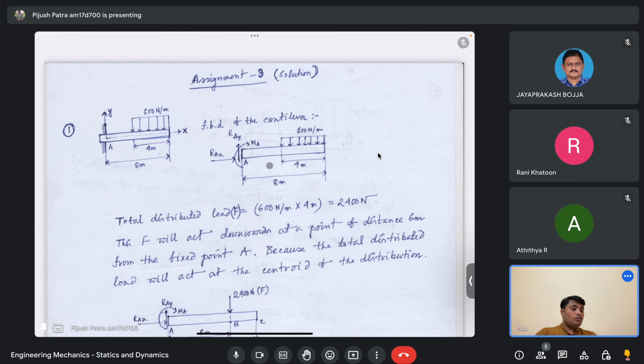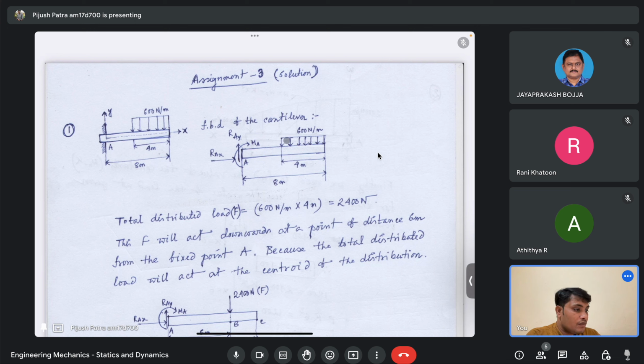Okay, so this is a uniformly distributed load of 600 Newton per meter. So what is the total load? That means 600 Newton load per unit length. And what is the total length? Total length is 4 meter. So the total force is 600 Newton per meter into 4 meter is equal to 2400 Newton.